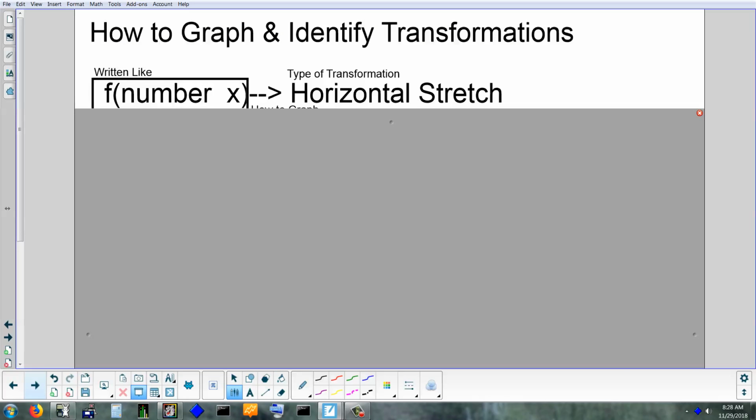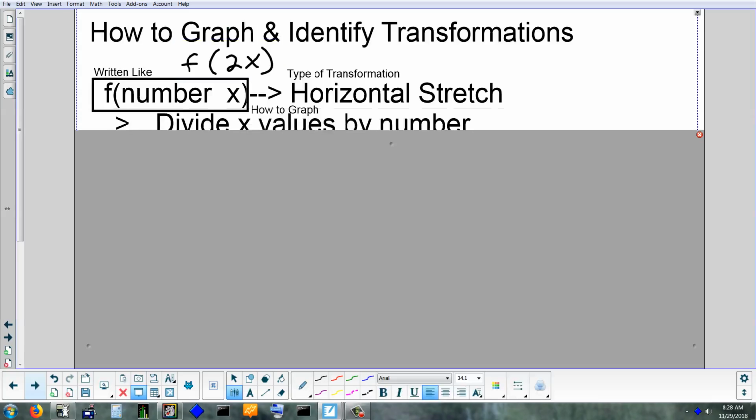So now it says number times x. Right? So that would be something like f of 2x. That's an example of a stretch. Anytime you multiply by a number, it's a stretch. The only difference is, did you multiply inside the parentheses or outside? Inside is always horizontal. Outside is always vertical. So 2x, that's a horizontal stretch, so put that under type.